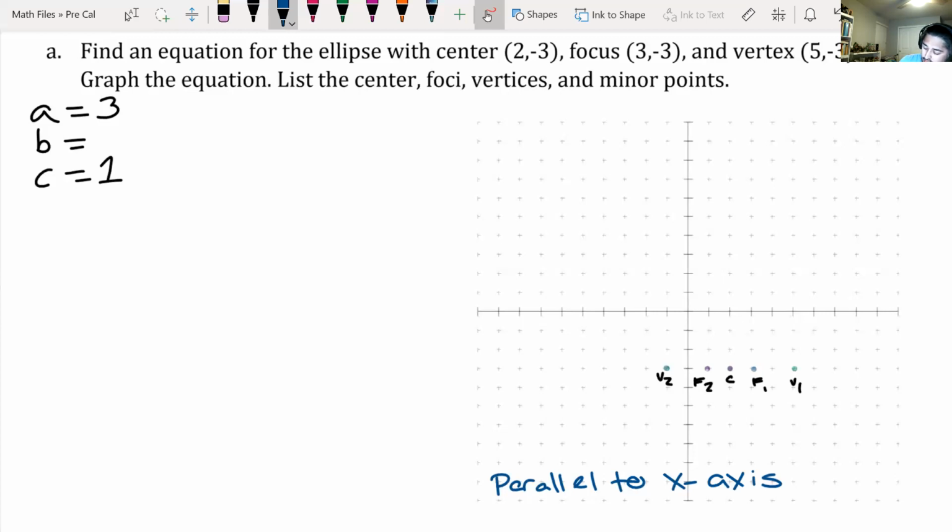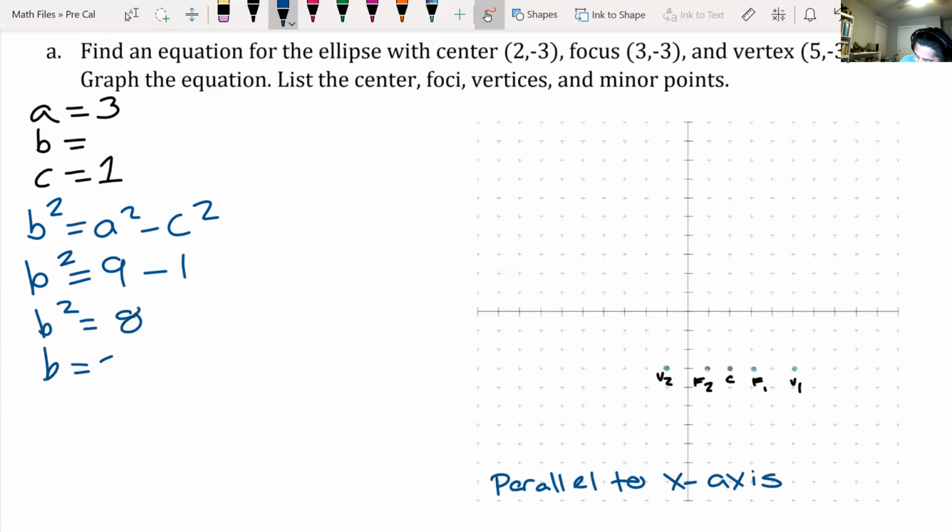Okay, so let's go ahead and find b. It's going to be a squared minus c squared, and b squared is going to be 9 minus 1. And hey, this looks familiar, right? 2 square root of 2. Good. And b is 2 square root of 2, which was what decimal number? 2.83 if we're only going to 2 decimal places. Yeah, 2.83. There we go. So we have our minor points now. So I'll just go up 2.83, 1, 2, probably around there, and then down 2.83, 1, 2, and go right there. So there's my minor points.